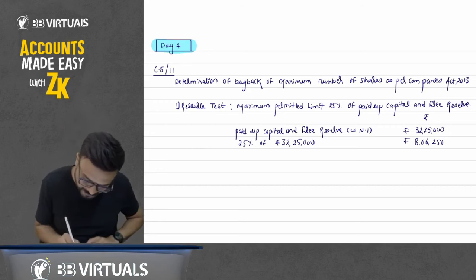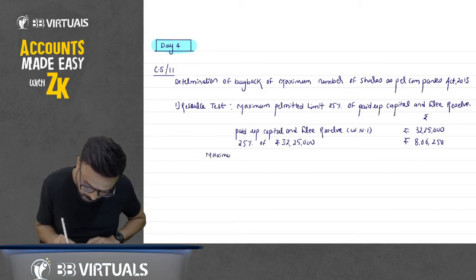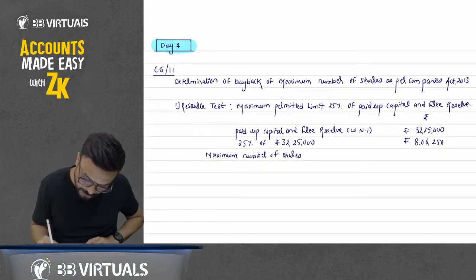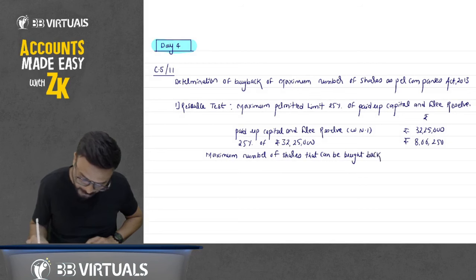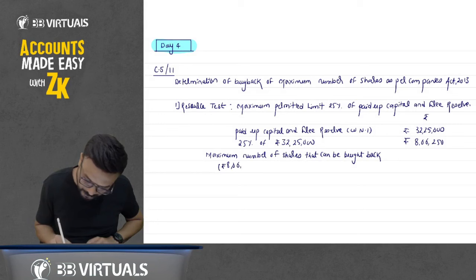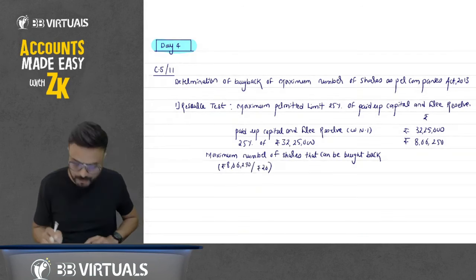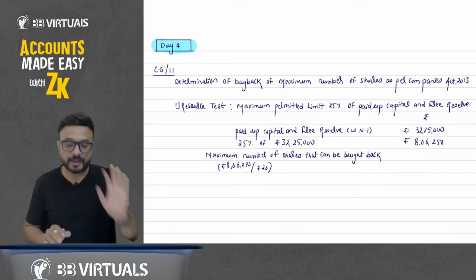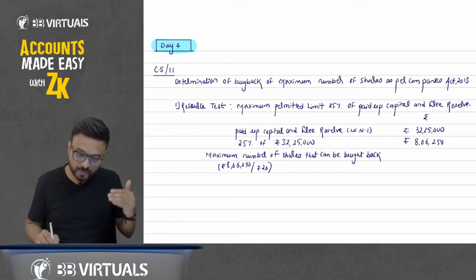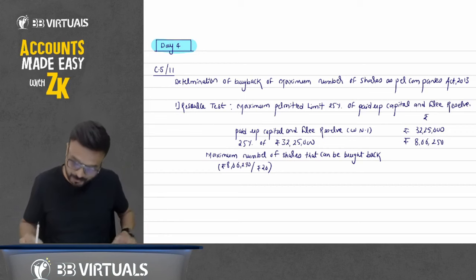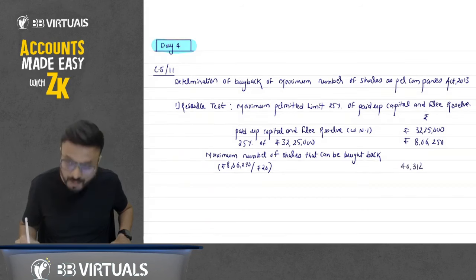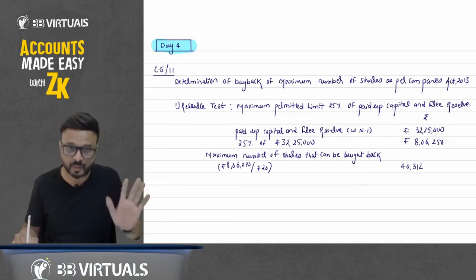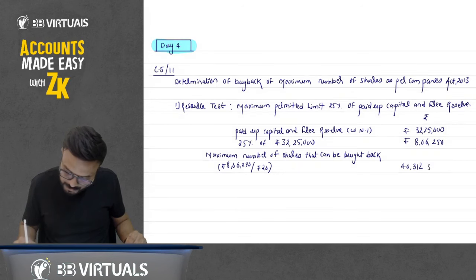So write down here. Maximum number of shares that can be bought back is rupees 8,06,250 divided by rupees 20. So how much are you paying for one share? Rupees 20. If I have 8,06,250 and for one share I am paying rupees 20, so divided by 20, how much is it coming? 40,312.5. So how much will we consider? Don't tell me 313 will be considered. No, it will consider only 312. So 40,312 shares, we have discussed about it.